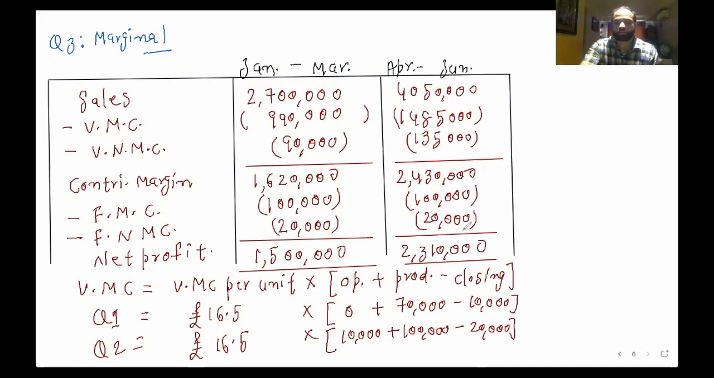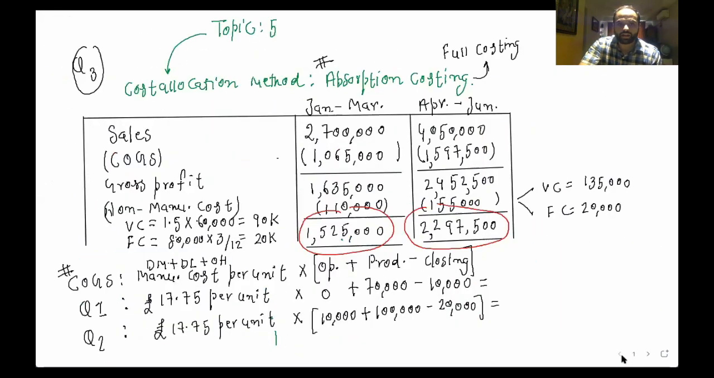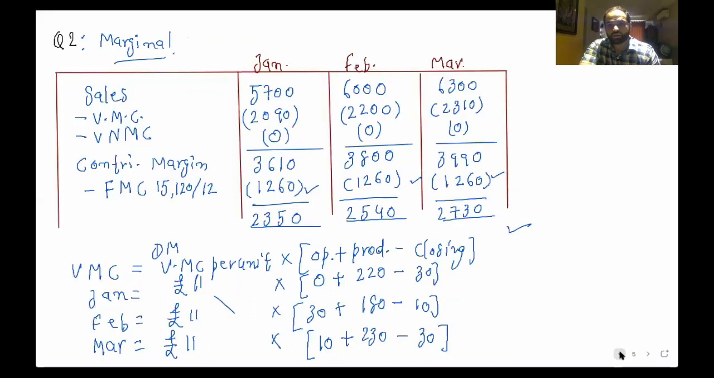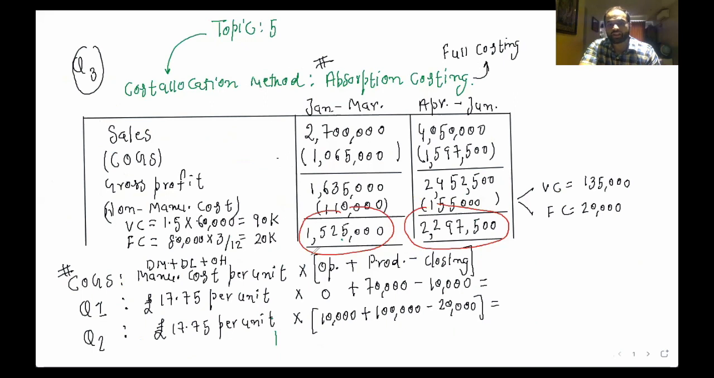All right. So that's the whole idea, right? Now, remember, under marginal costing and absorption costing, your profit may not be the same, right? Look at your first quarter. Under marginal costing, your profit is 1.5 million. If you go to absorption costing, your profit is 1,525,000, so 25,000 extra here, right?